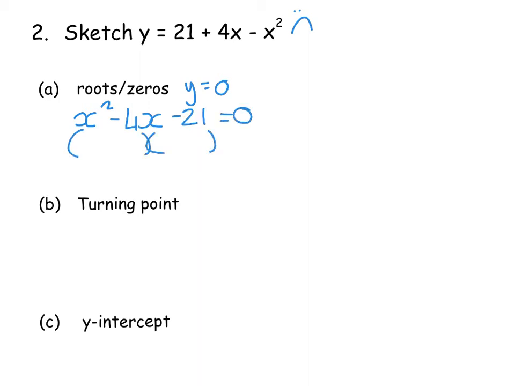Now, into two brackets, numbers that multiply to 21 are a 3 and a 7. And to make negative 4, it's going to have to be a plus with the 3 and a negative with the 7. Solve each of them equal to 0.